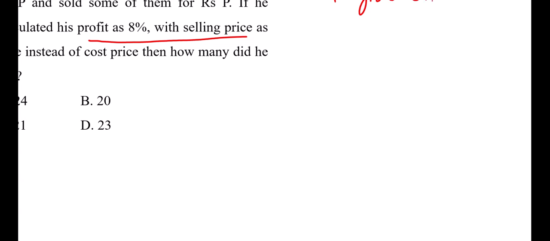If it is profit 8% of cost price, then you can write SP equal to 108% of CP. Do you have that idea? When it is 8% and it is not mentioned on what, by default it is cost price only. Profit 8% means by default it is on cost price. But here they specifically mention 8% with selling price. Then the relationship is 92% of SP equal to CP.